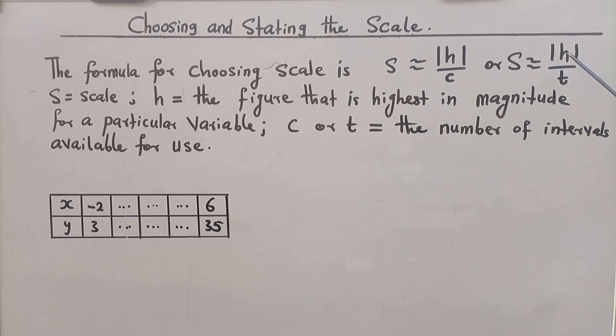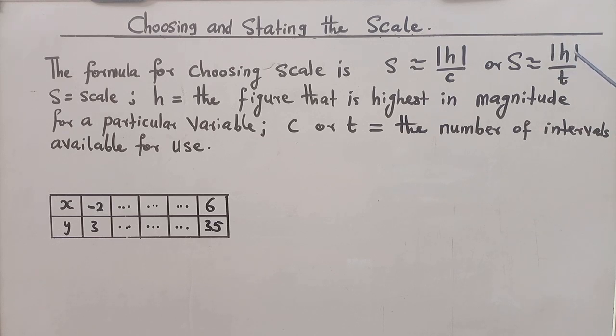What then does this H refer to? It refers to the figure that is highest in magnitude for a particular variable. X is a variable. Y is also a variable. H refers to that which is highest in magnitude. This slash and this slash enclosing the H should make us know that it is not just a number, but that which is highest in magnitude.